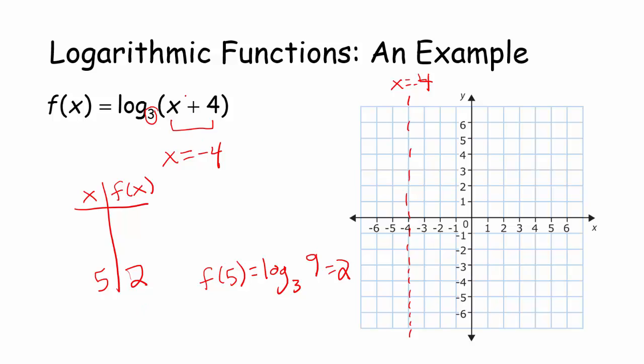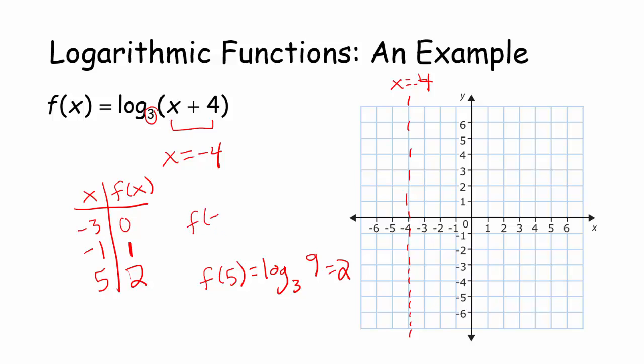So you can see you don't just want to pick x values at random. You want to make this inside a power of 3. So we could make x be, say, -1, because -1 plus 4 would be 3. And 3 to what power is 3? The first power. We could make x -3, because -3 plus 4 is 1, and 3 to the 0 power is 1. I want to write that one out.